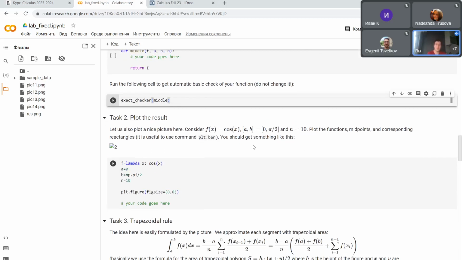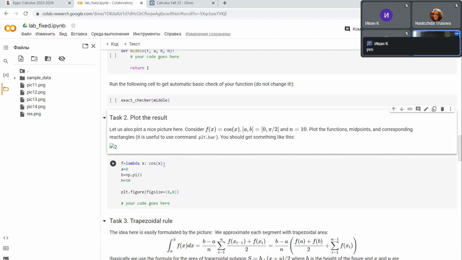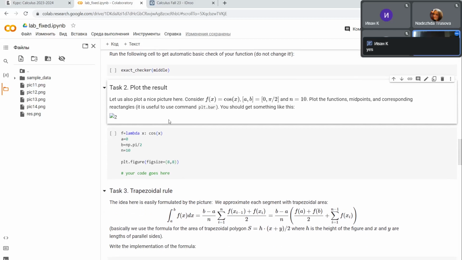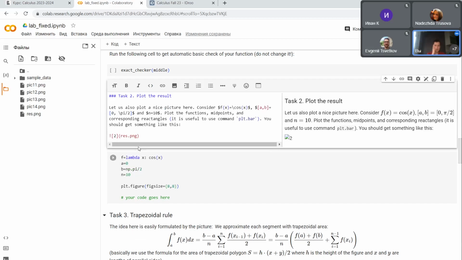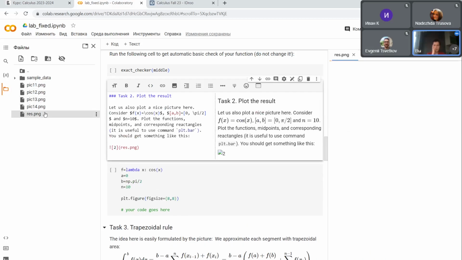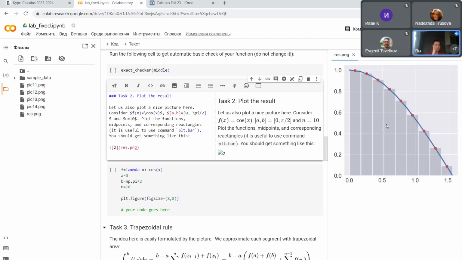Okay, so task number two. In task number 2 we ask you to plot the result, the file res.png. So we can see that we ask you to try to build something like this image. I think you can do it using the command plt.bar.